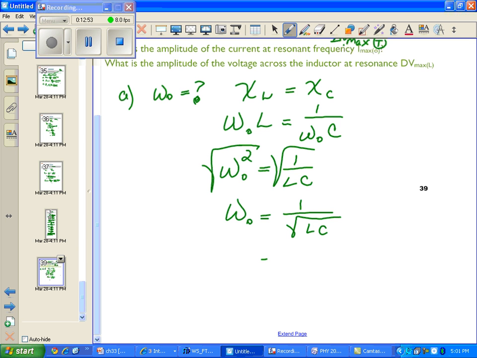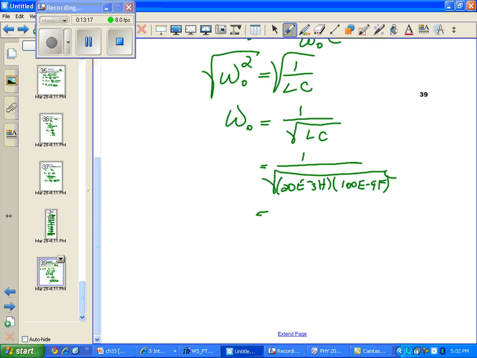And of course, if we square root both sides, then we get omega at resonance is 1 over the square root of LC. Well, plugging in our values, we had a value of L given to us as 20 e to the minus 3 henry, and a capacitance of 100 e to the minus 9 farad. When we carry out the calculation, we find that omega at resonance is quite a big number, 22,360 radians per second.